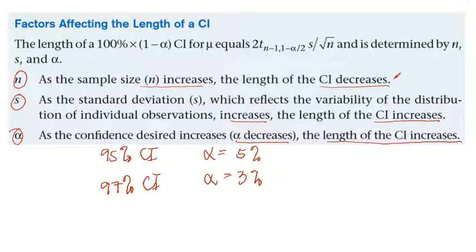So here, the alpha will be perhaps this long, or the CI will be this long. But if your alpha is 3%, your CI can be a bit longer.